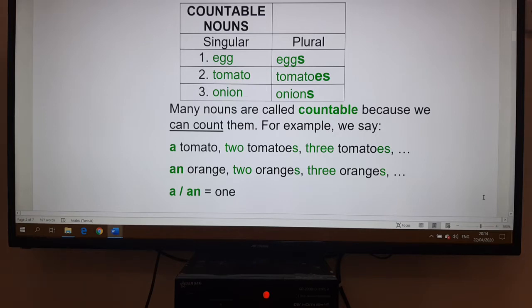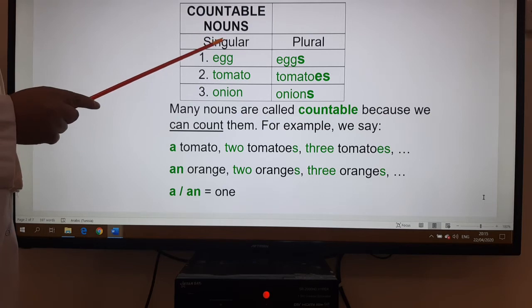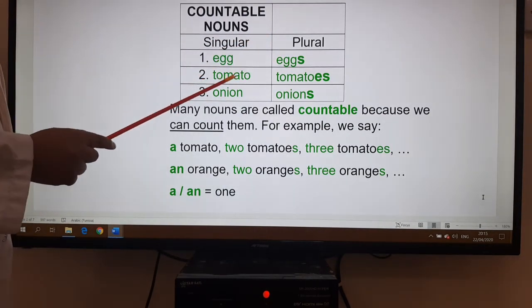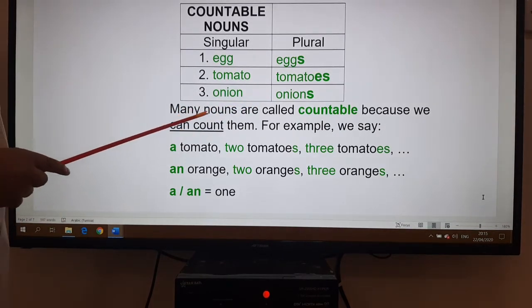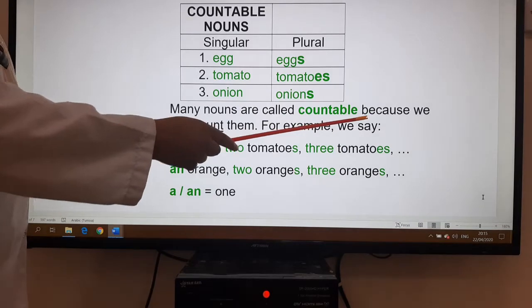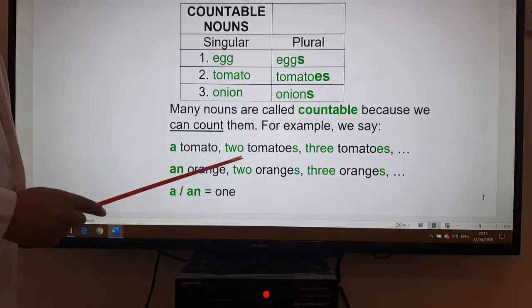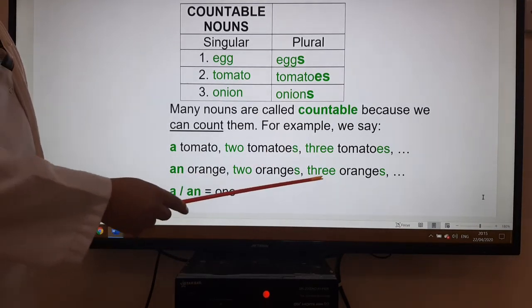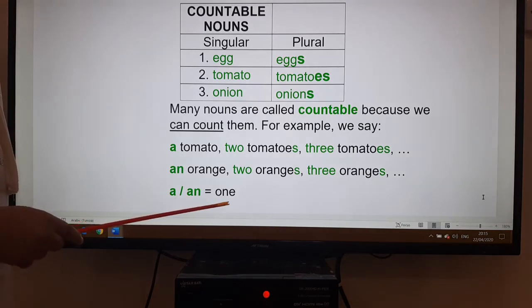Now here I have a table to deal with countable nouns. When we deal with countable nouns, we always have singular form and plural form: egg, eggs, tomato, tomatoes, onion, onions. Many nouns are called countable because we can count them. For example, we say a tomato, 2 tomatoes, 3 tomatoes, an orange, 2 oranges, 3 oranges. So we say a or an, that means 1.